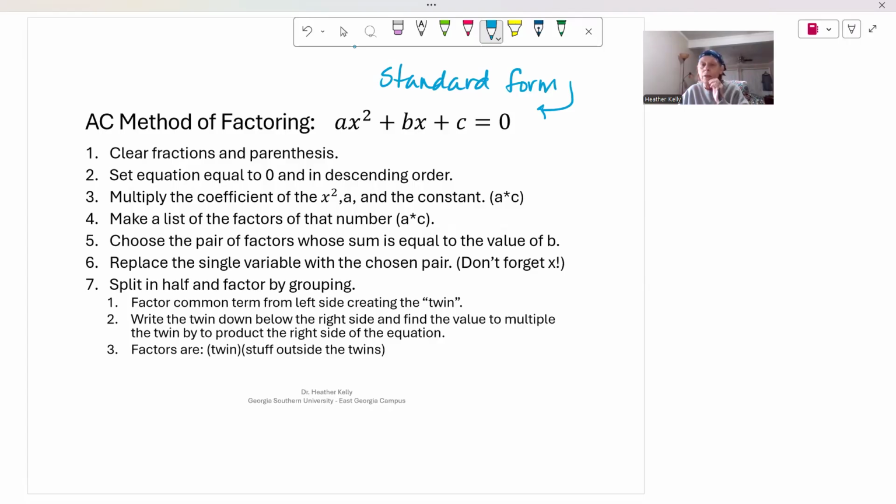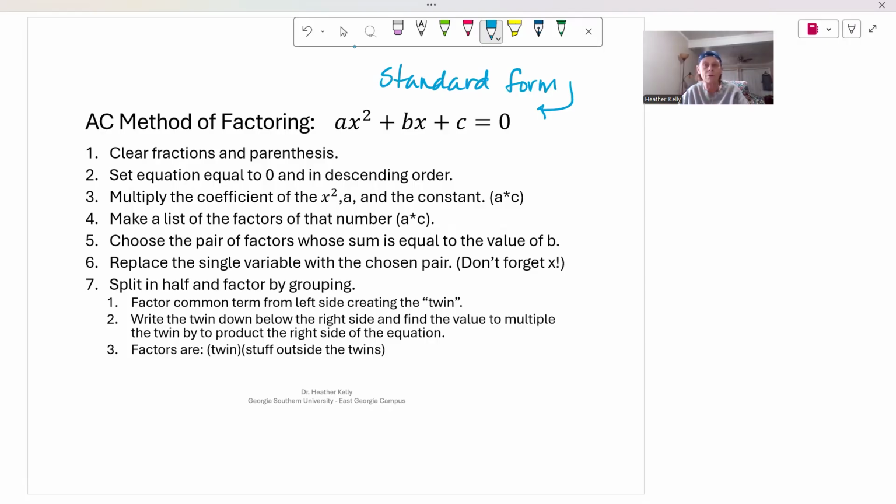Now, the first step, after it's all set and ready to go, is you multiply the coefficient of the squared term, that would be the A, and the constant, that would be the C. And that gets you a number. And then you make a list of all the pairs that have that product. Okay, and I am real careful with my list, and I try to show all of the sign options and stuff like that.